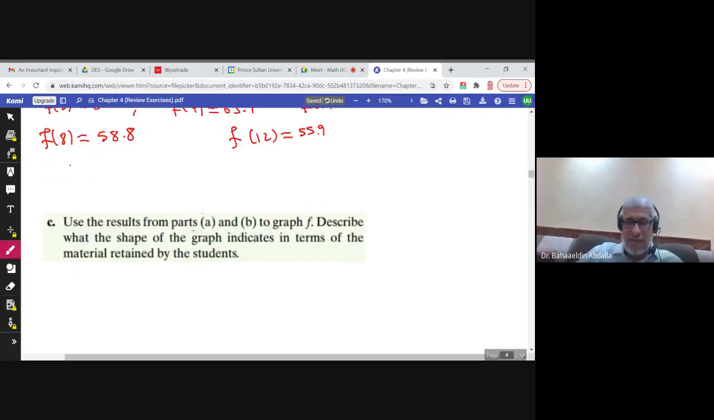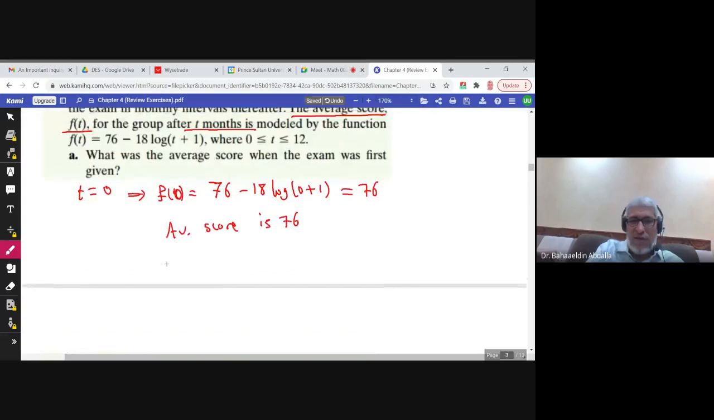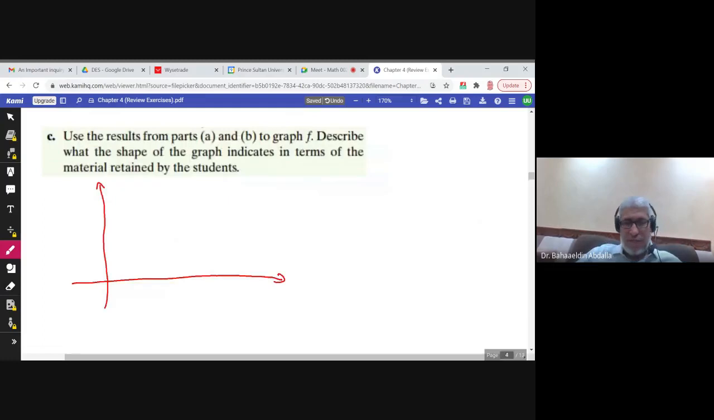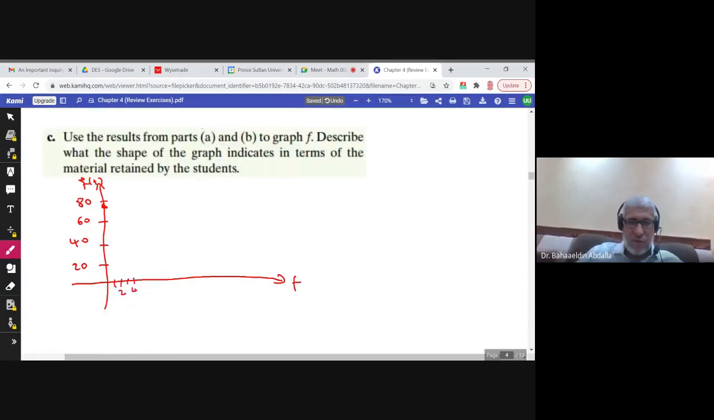Use the results from parts A and B to graph f. Okay. If we want to graph the function f, of course, the function f is a logarithmic function. The base is 10, so it should be increasing. But this minus sign will reflect the graph about the x-axis, so it would be like this, and it would be decreasing. So 76, when t is 0, this is t, and this is f of t. Let us say that this is 80, and this is 40, and this is 60, and this is 20. So 76 for 0, so it is about here for 0 when t is 0. Now let us take this is 1, 2, 4, 6, 8, 10, and 12.